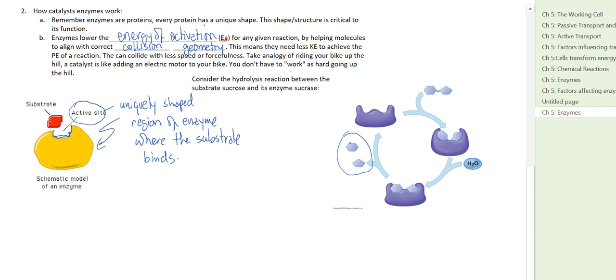Or like in the scenario over here, this is maybe another example of one molecule, but we could have this reaction going in this direction just as easily, where this enzyme is binding both of these molecules in order to create a favorable collision. So it can be one substrate, 2 substrates, but the active site is unique to the shape of the substrate. One enzyme, one substrate.